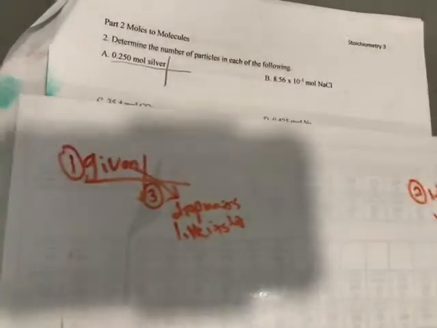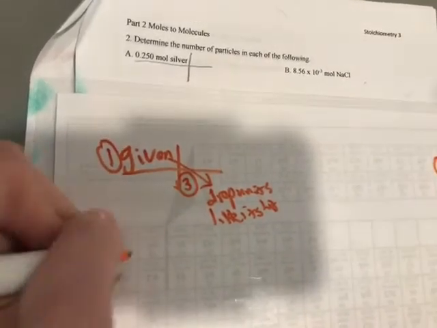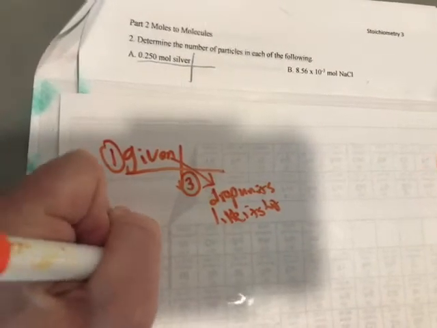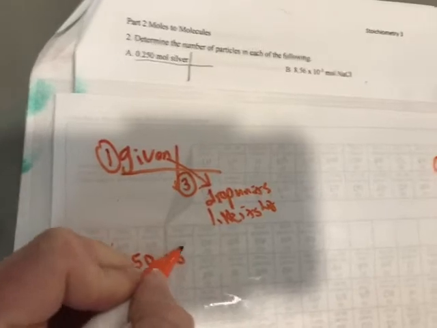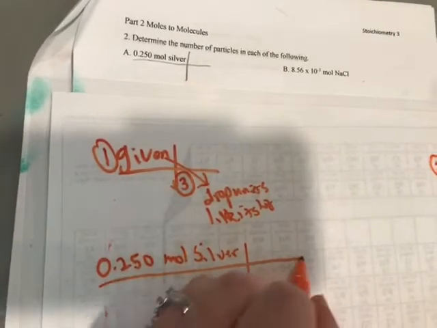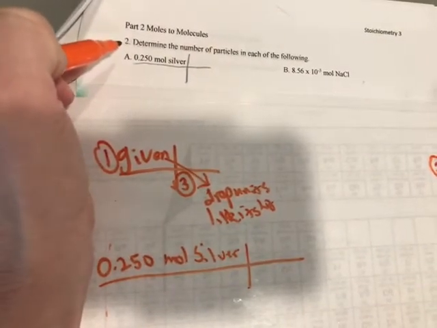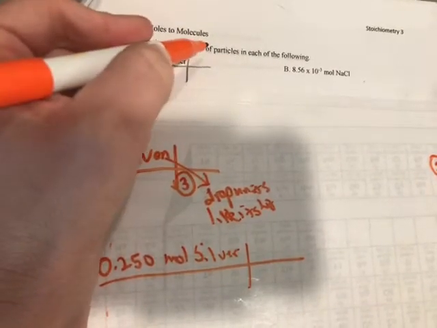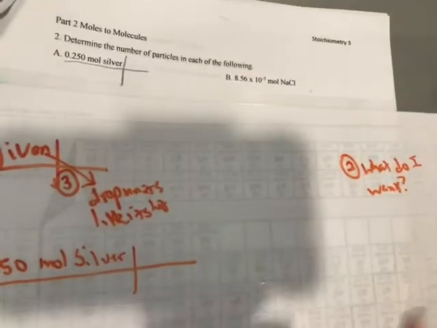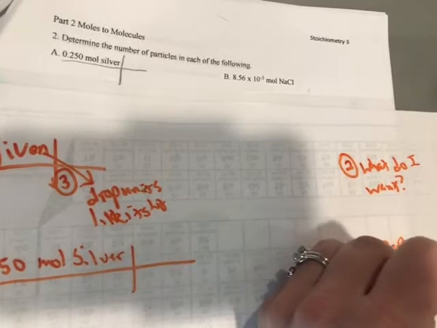So here's one problem that we're going to do today. So 0.25 moles of silver is the given. I'm going to put that in my first box. 0.250 moles of silver. First step is writing down my given. Next, I look at what the problem is asking me to find. So it says for all of these to determine the number of particles. Okay, it wants me to find particles. So way over here, number of particles of silver.